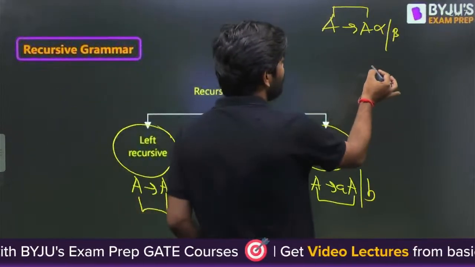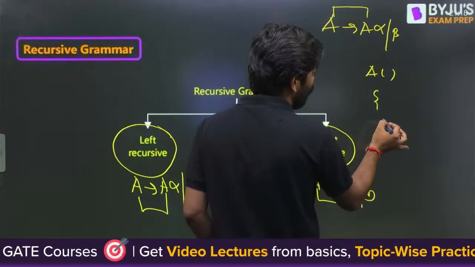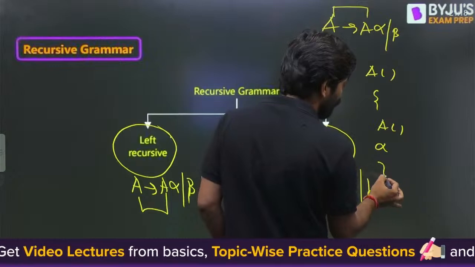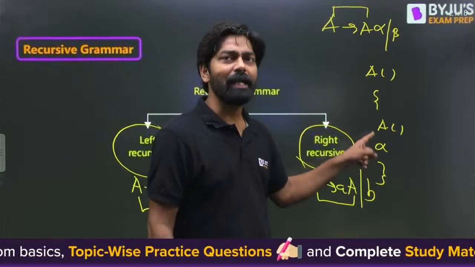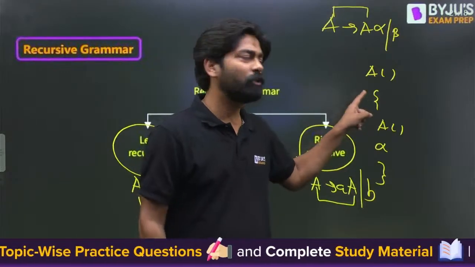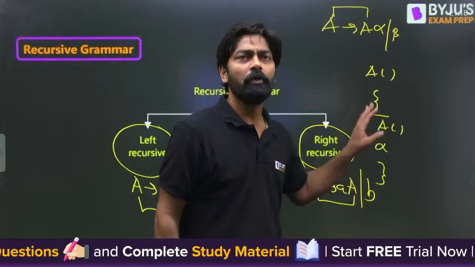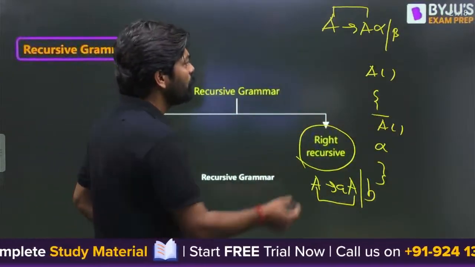See here, it is nothing but, my dear friend, A is calling A and doing some alpha computation. Are you getting my point? If you are writing any recursive program, there should be a termination condition first. There is no termination condition here. You don't know where to stop, when to stop. Are you getting my point? So what is happening here?